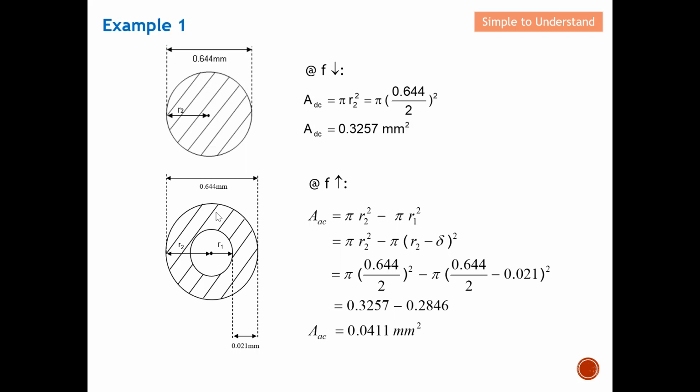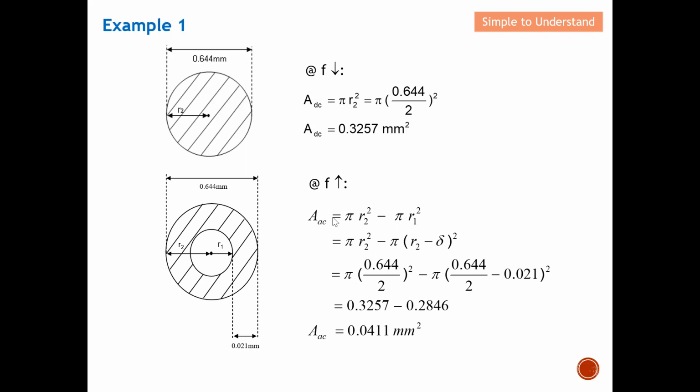I have discussed this in the part 1 series discussion. At higher frequency, they generate a higher magnetic field. When the magnetic field is stronger, it adds more impedance to the charges, and therefore the charges do not like to flow at the center of the conductor. So they prefer to flow at the edge of the conductor.